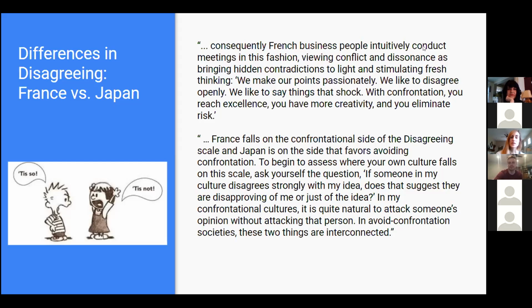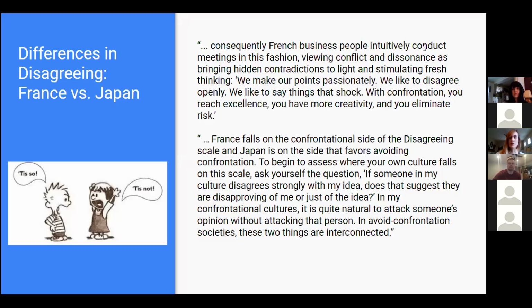So to begin to assess where your own culture falls on this scale, ask yourself the question, if someone in my culture disagrees strongly with my idea, does that suggest they're disapproving of me or just of the idea? In many confrontational cultures, it is quite natural to attack someone's opinion without attacking that person. Whereas in avoid confrontation societies, these 2 things are interconnected.